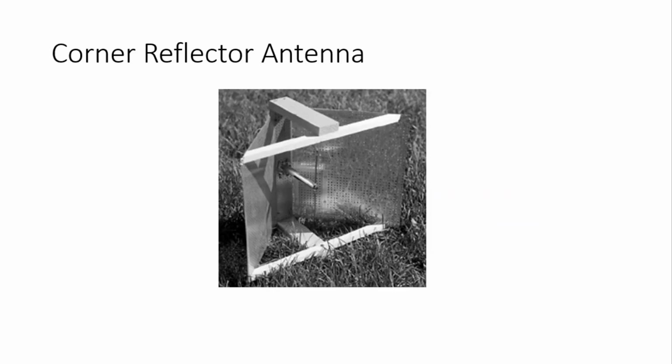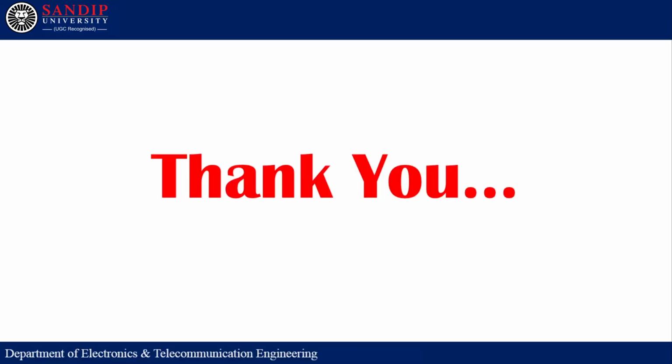Corner reflector array. This is a reflector array. The signal comes to this reflector and it reflects the signal in other directions to provide greater strength. So these were the different types of antennas and their structures that we have seen. We have seen their applications and their parameters, and each antenna is used for different applications in our day-to-day life. Thank you.